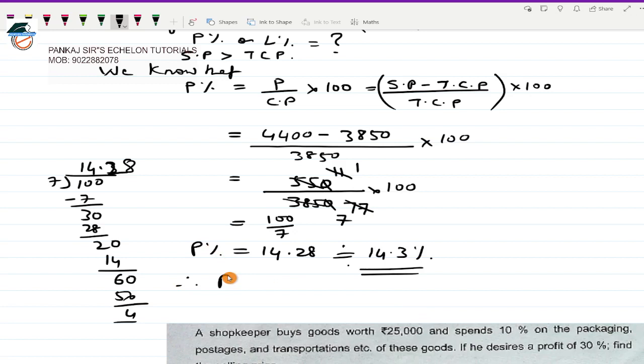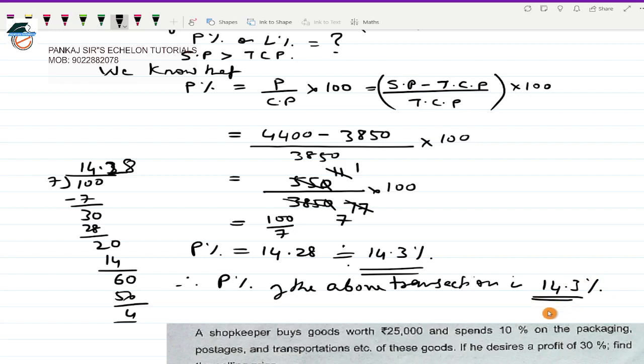So let me write the profit percentage of the above transaction is how much? 14.3 percent. That's it. So we are done with question number 1. Now let us come to question number 2. Now this is that question number 2.